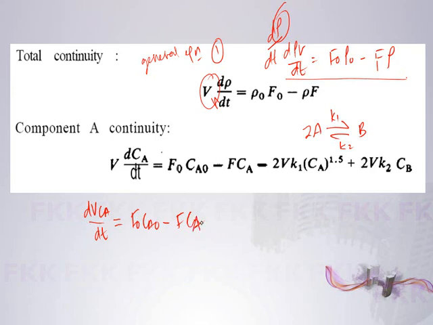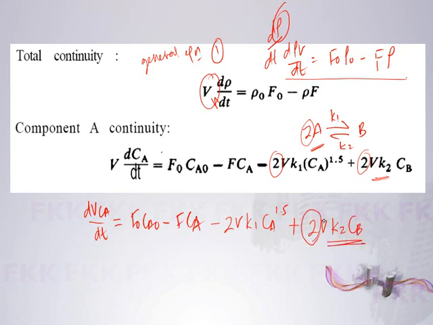Now let's deal with the forward reaction, and then this is the backward reaction. Because it's the forward reaction, we have the minus. We are doing it for A. Then minus the 2 is from the stoichiometric ratio, 2V K1 CA to the power 1.5, because we are doing the balance for A. Then plus, okay, why do we still have 2 here? It's 2V K2 CB. So this is fine, but why do we still have this one here?